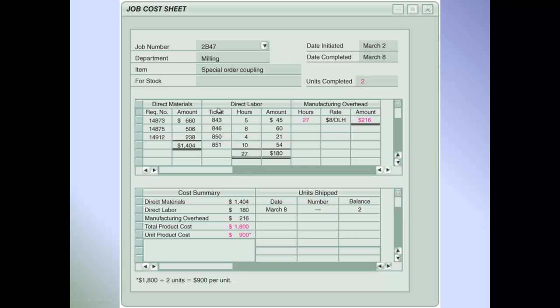In this section, you can see the direct labor, hours, and costs that are assigned to this job. We do that through our time tickets. And in this section, we have some manufacturing overhead that's been applied to this job. They're using the direct labor hours as an allocation base, and they're using a predetermined overhead rate of $8 per direct labor hour. In our next section, we're going to go over a little bit more about how these overhead costs get assigned to each job.